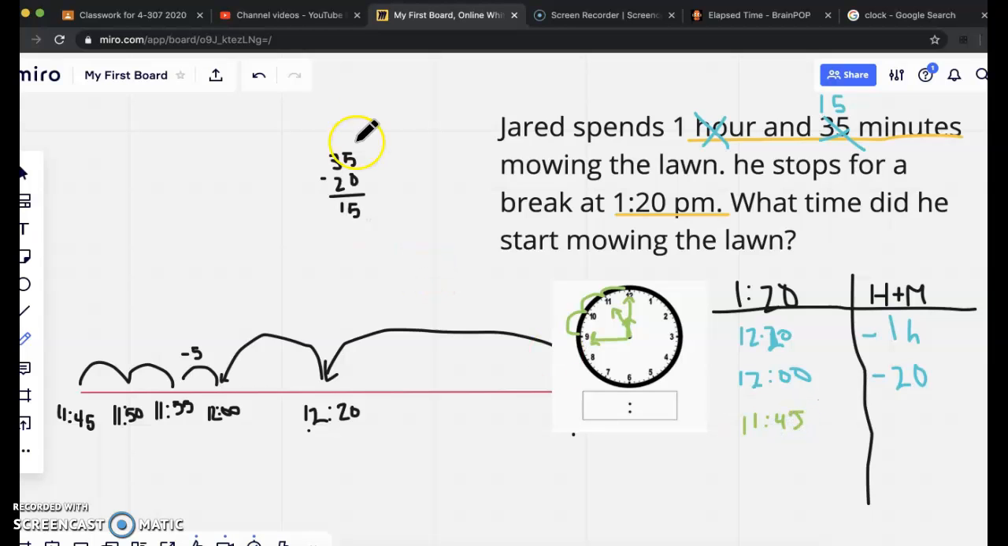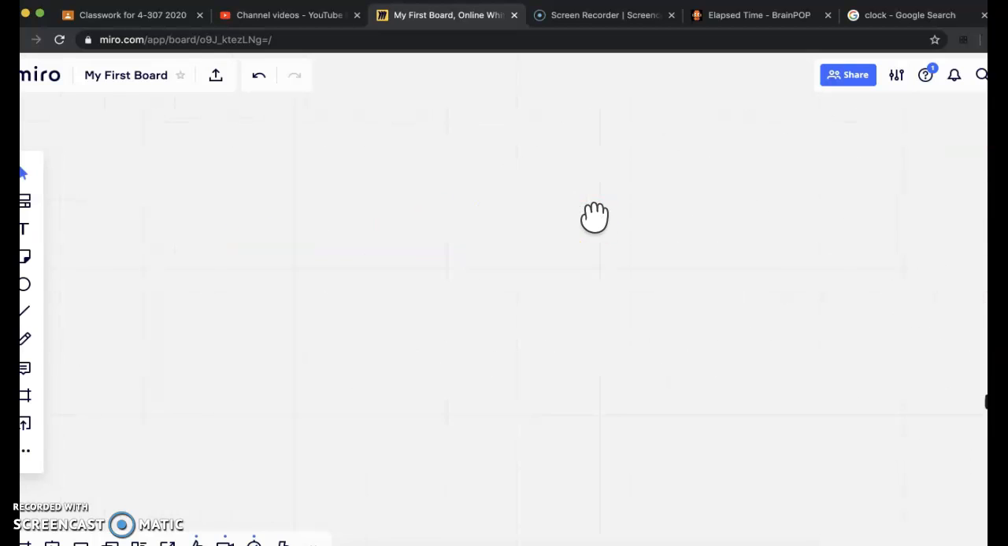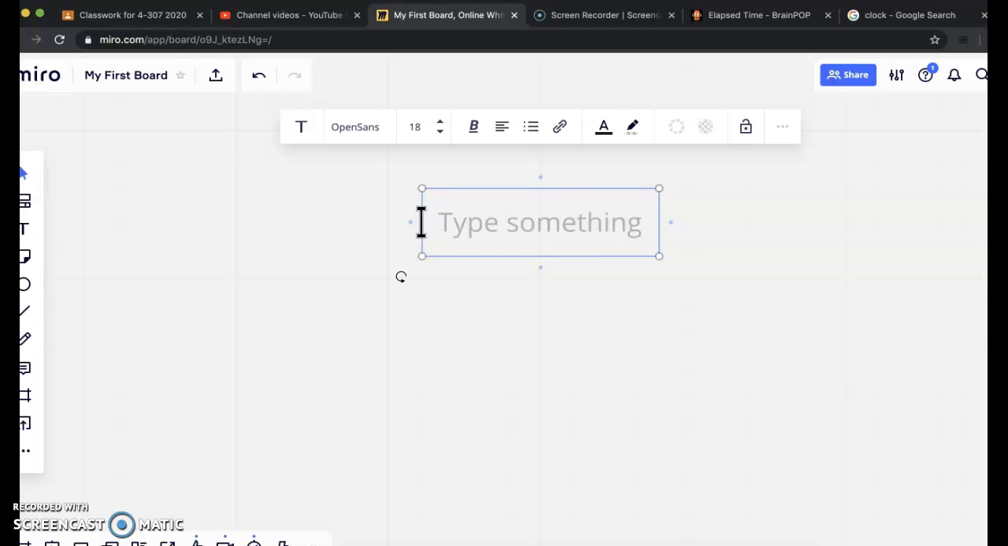All right. So now we're going to do another problem. This looks confusing, but once you get it, it's pretty easy. So let's go this way. And let's do this one. Ben is riding his bike at 10:05 and stopped 23 minutes later. What time did he stop riding his bike? Going forward is always easier.